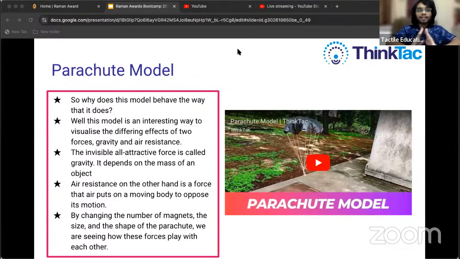So just keep in mind, you do not need complicated robotics or breadboard materials. You just need a garbage plastic bag, some tape, thread, and magnets to explore and explain a particular scientific concept. So when you're participating in the Raman Awards, just keep this in mind. Like I said, today's bootcamp is for stage 1.